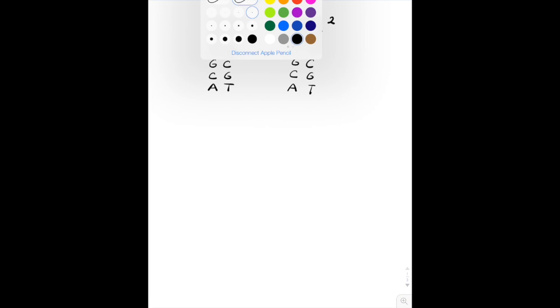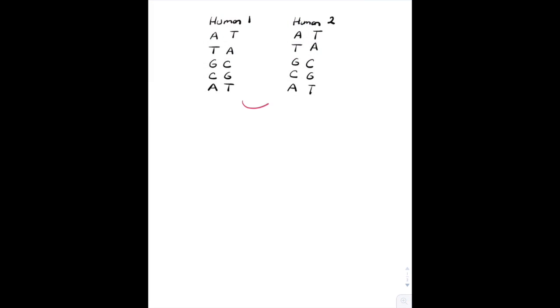So what do you notice about these two? They are identical. So that's the idea of cloning.